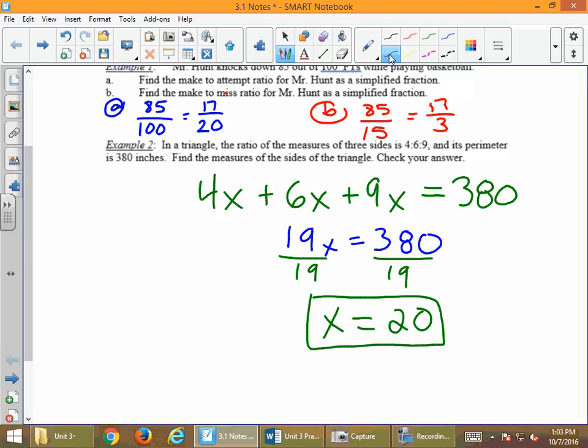So each of these represents a side. So I'm going to take those numbers and plug it in. The first one, 4 times that number gives me 80. There's one side. 6 times that number, 120. The last one, 9 times that number, 180. Okay, those are the sides of the triangle.